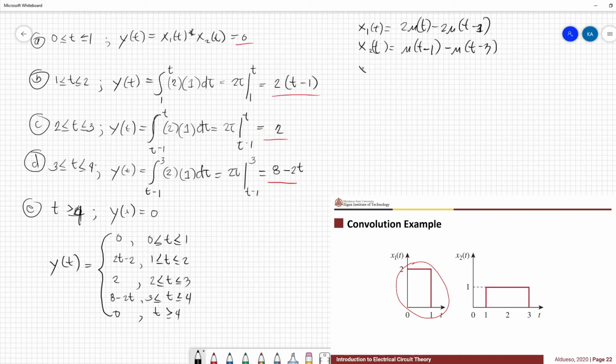So the Laplace transform of the first function is equal to 2 over s minus 2 over s, and we have a time shift of e to the negative s. Or this is equivalent to 2 over s times 1 minus e to the negative s. And for the second function, we have 1 over s with a time shift e to the negative s, minus 1 over s and the time shift, we have e to the negative 3s.